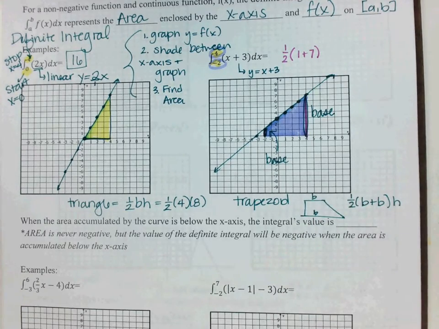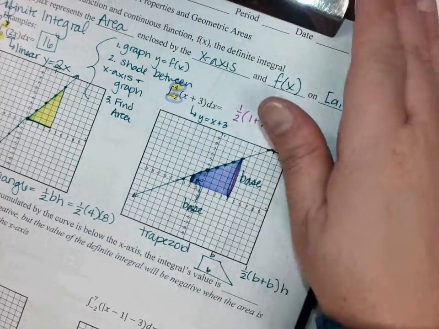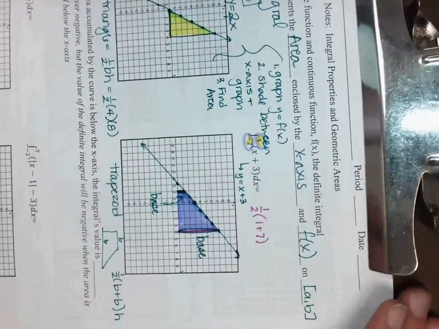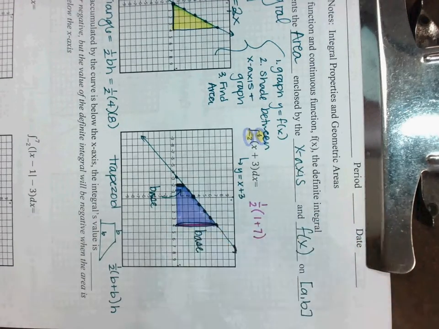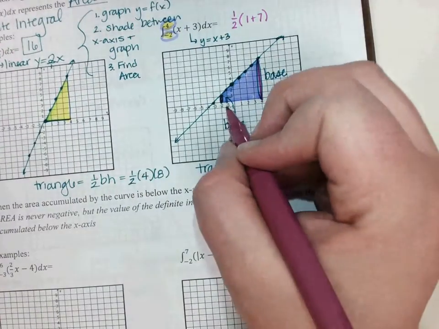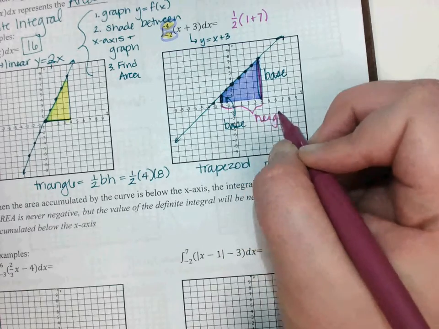Now let's talk about the height. Remember, your trapezoid got tipped over. So if these are my bases, let me flip it back. Where's the height? 6. Okay, but on your graph, it's actually kind of like a cross. Okay? So from here to here, that's your height.